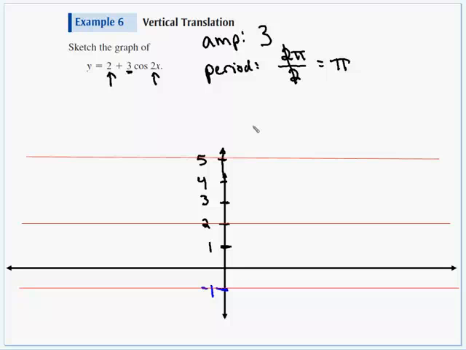Alright, we have the amplitude. We know we'll go from 5 to -1. The center of this graph, so to speak, will be the line y equals 2. And our period is 1 pi. So let's go right about here. We'll make pi radians. Here's a half pi. And then we'll have our quarters, 1/4 and 3/4.